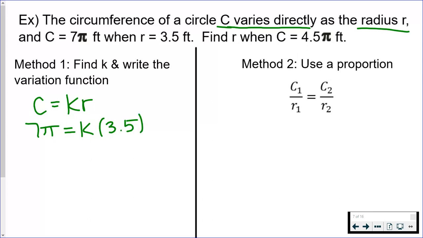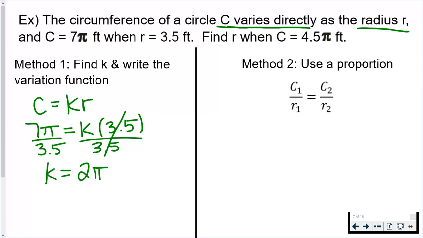Now, don't worry about using the pi button in your calculator. I'm going to keep this in terms of pi. Dividing by 3.5 to get K by itself. And I'm just going to do 7 divided by 3.5, which is 2, and that's still with the pi. So we find that K is equal to 2 pi.